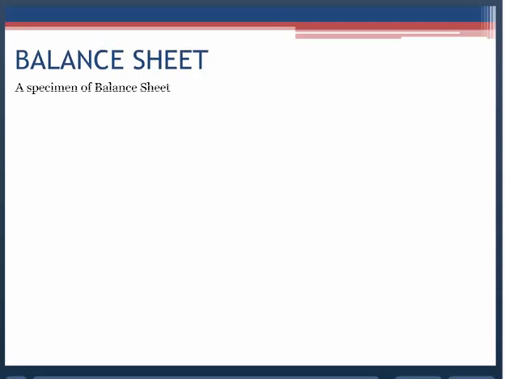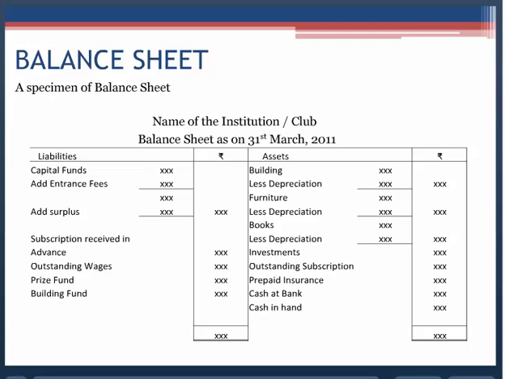The specimen of the balance sheet now. We have seen the balance sheet, but still, there are a little bit of differences here and there that you need to know. The name of the institution starts with the balance sheet as on 31st March 2011. We all know that on the left hand side we have the liabilities. Do we agree with that one? Here are the liabilities. On the right hand side we have the assets. Now, liabilities start with the capital fund. Add anything that has to be capitalized. We'll study these words: entrance fees and subscription and all.